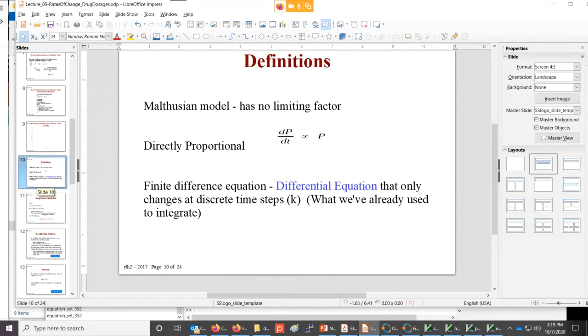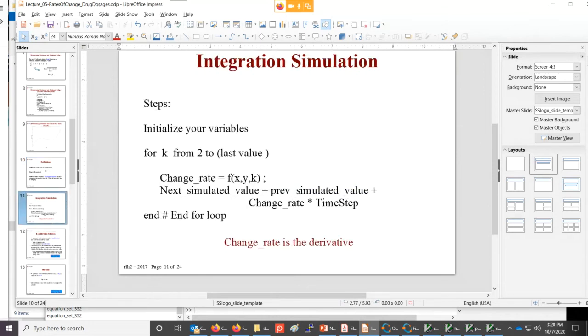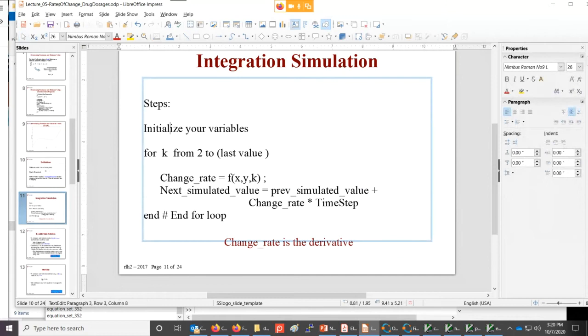When we solve it numerically, this is our derivative, but we have to evaluate the derivative each time because it's changing each time. So we don't know the derivative ahead of time, because we've got to work both the derivative and the next step in the integration simultaneously. This is just a generic example of what we have to do. The first thing we're going to do is initialize our variables.